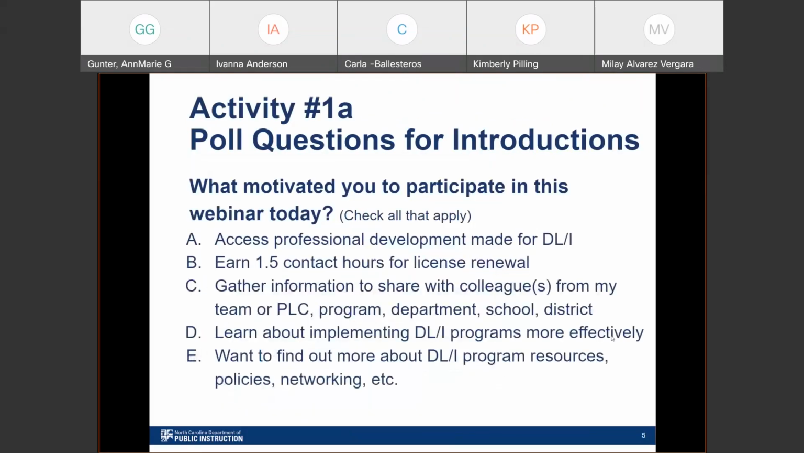So let's get started with one of our poll questions. We're all teachers here, and so of course we want to know what motivated you to participate in this webinar today? What motivates you in your learning, in other words? So this is a check all that apply.